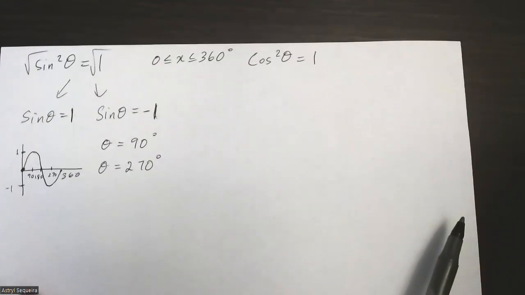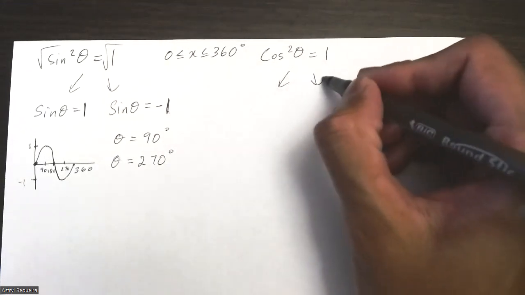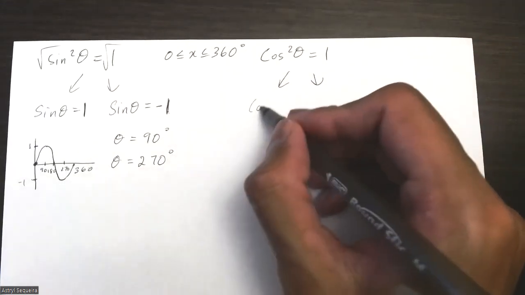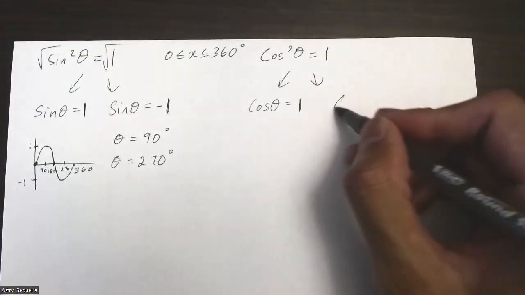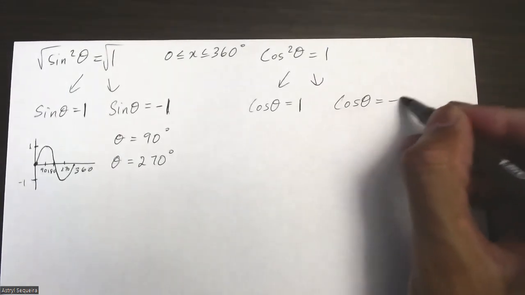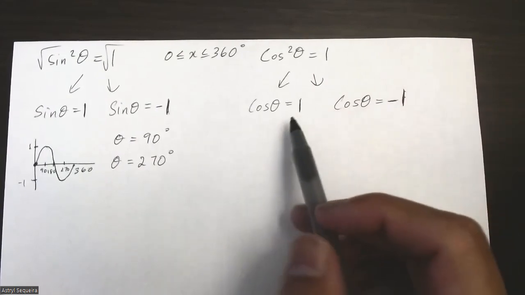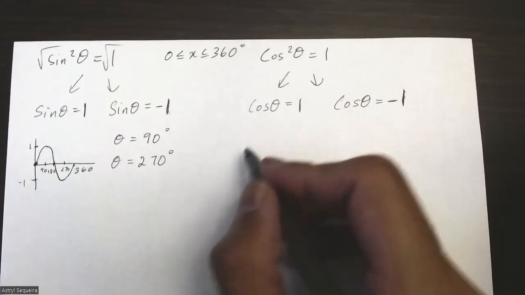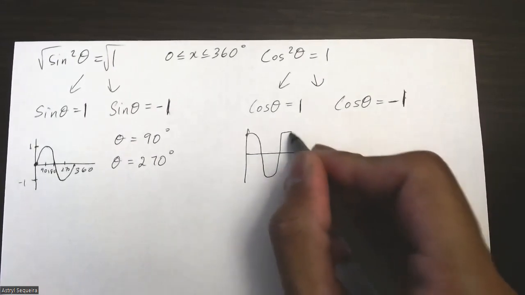Let's try this second one over here. Cos squared theta equals 1. So again, I'm going to split into two different equations. When I square root, I'm going to have cos theta equals 1, or cos theta equals -1. Again, to solve both of these, I'm going to use a cos graph because I have 1 and -1. I know that a cos graph looks like this.